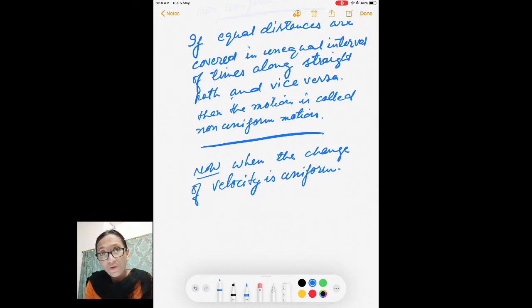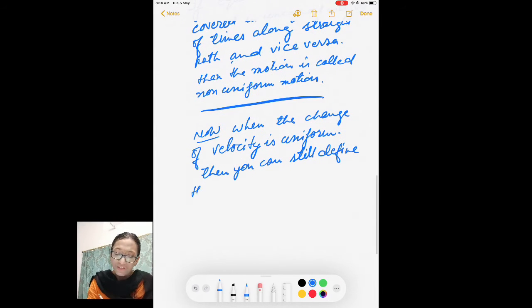Then you can still define the motion. Means you can say that okay, the velocity is increasing with this rate, then the vehicle will be at this position at this time. You could know if change in velocity is uniform, then you can say what is the position of object in a given time interval.